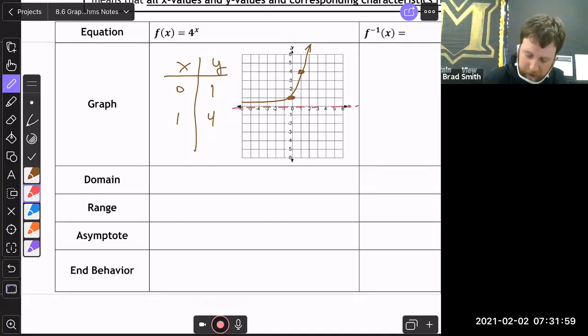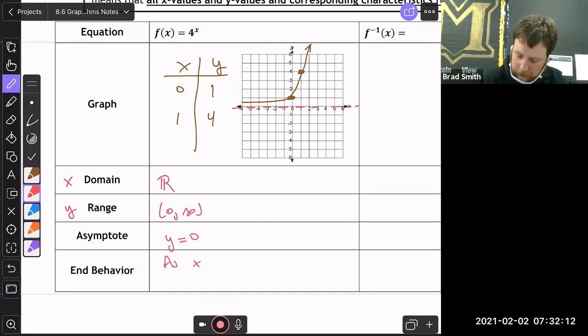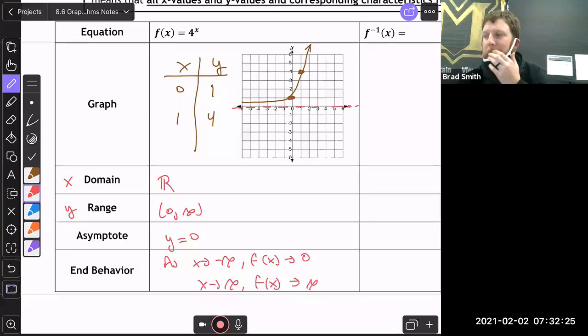Going through this quickly, your domain is all your x's, your range was all your y's. So remember, my domain was all real numbers. My range was 0 to infinity. Asymptote y equals 0. And as x approaches negative infinity, my function approached the y asymptote, so 0. And as x approached positive infinity, the right side, it goes up. So just a quick sketch.